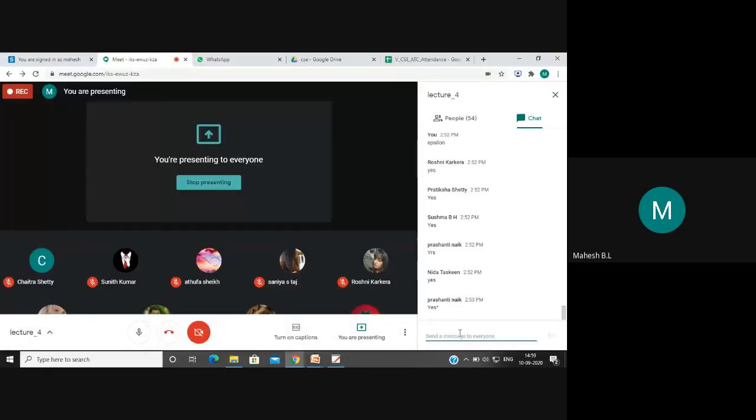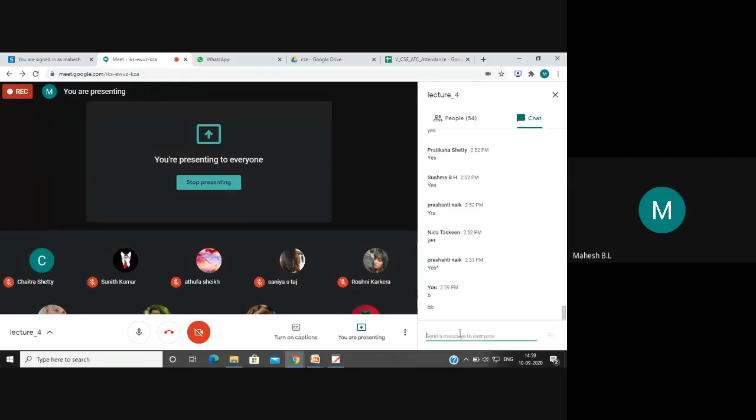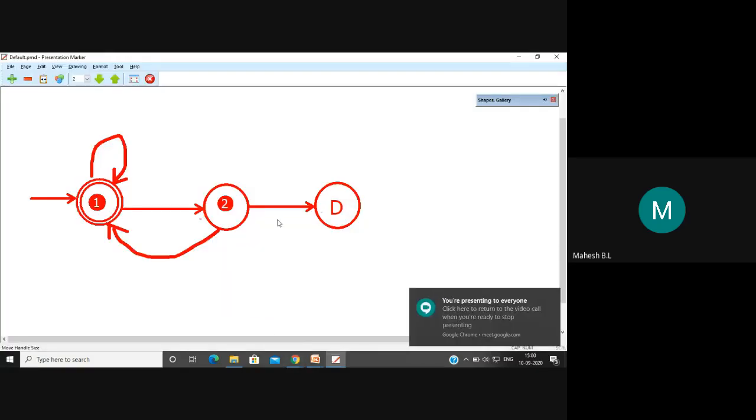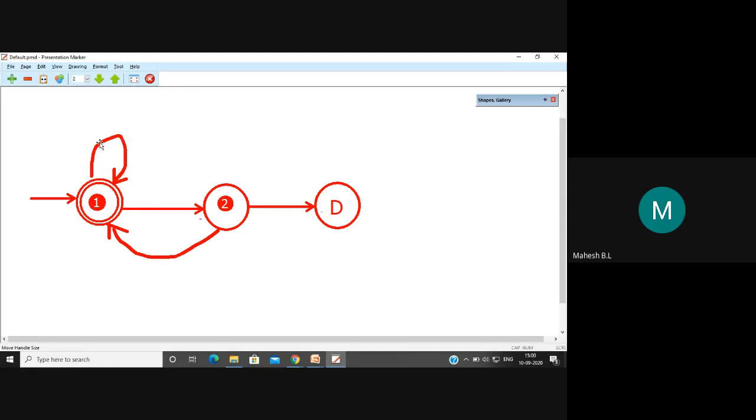Now, you know that B belongs to the language. What about BB? Does BB belong to the language? Yes, BB belongs to the language. BBBB, does this belong to the language? Yes, that also belongs to the language. Now, tell me what should be the label for this self loop on state 1?